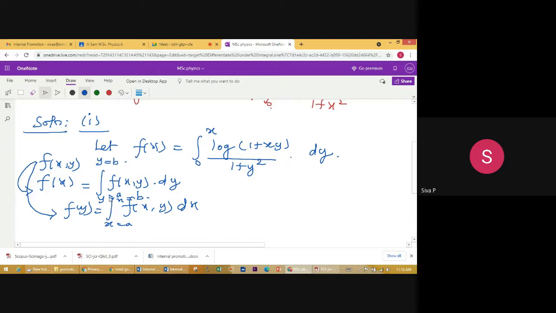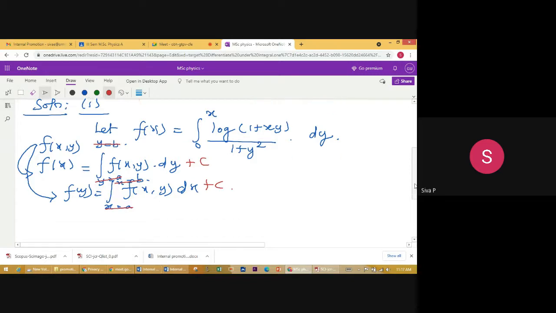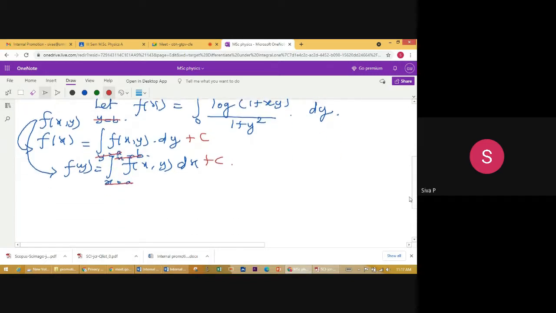In case you are not writing the limits, finally you have to add a constant. If there are no limits, in general we can write plus some constant. Okay, so first we are considering f of x equal to integral of log(1 plus xy) by (1 plus y square) dy, which is equation number 1.